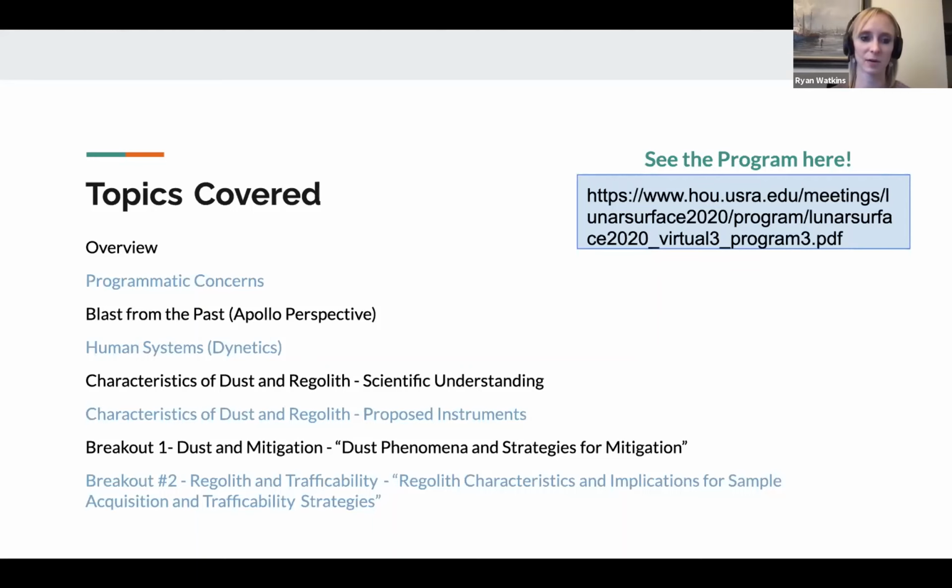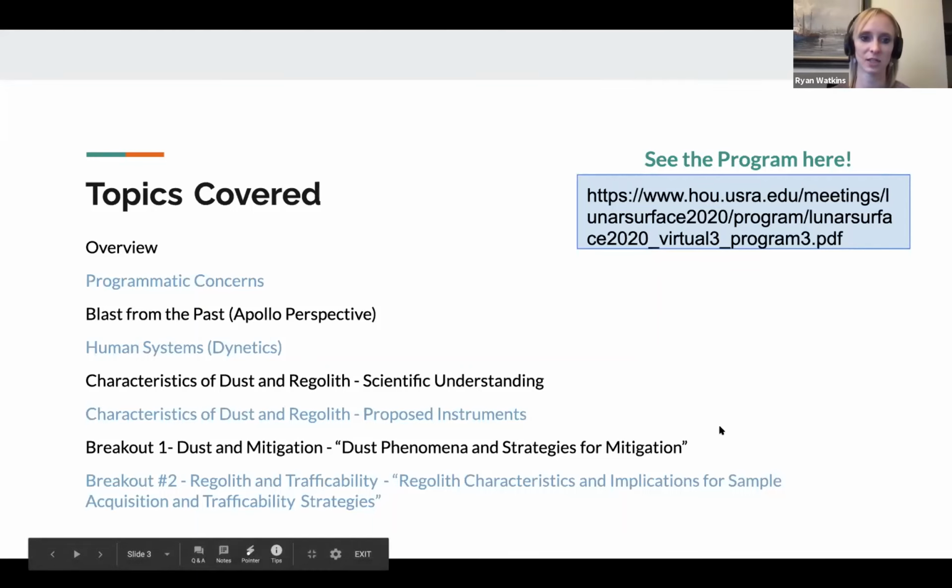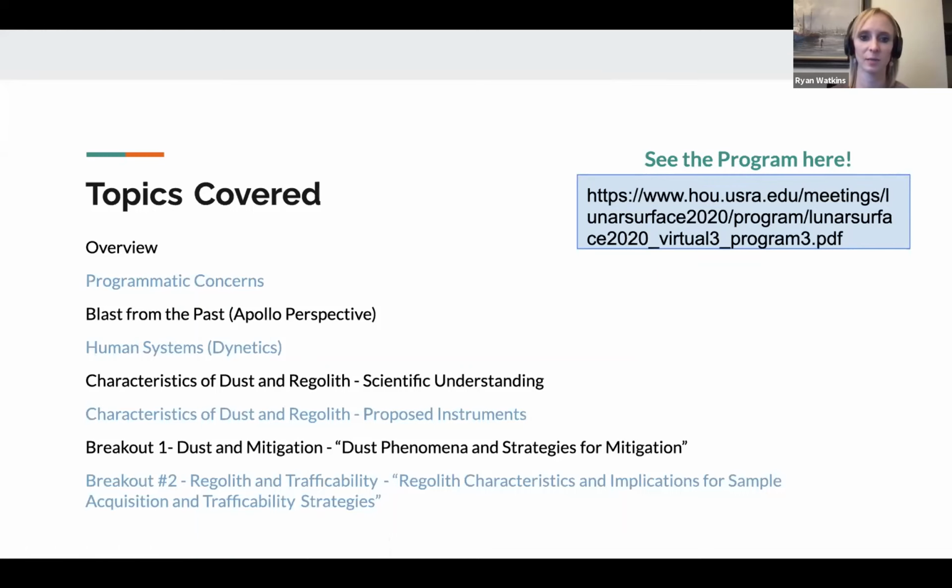And then we broke the rest of the talks down into two sections. One was a scientific understanding of the characteristics of dust and regolith, and then proposed instruments to actually measure or mitigate these effects. And then we had two breakout sessions, which we'll highlight in a few slides. The first being dust and mitigation, specifically the dust phenomena and different strategies for mitigating dust, and then the second was regolith characteristics and different implications for sample acquisition and trafficability.